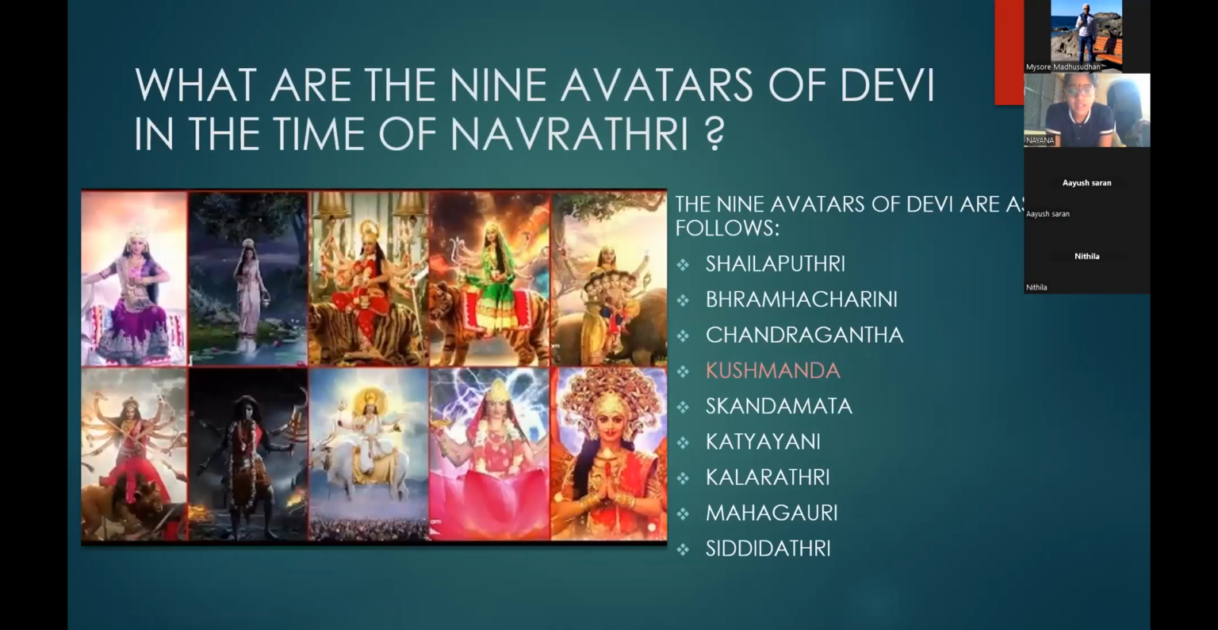What are the 9 avatars of Devi in the time of Navaratri? So the 9 avatars of Devi are as follows: Shailaputri, Brahmacharini, Chandraghanta, Kushmanda, Skandamata, Katyayini, Kalaratri, Mahagauri and Siddhidatri. The first 3 stories, Shailaputri, Brahmacharini and Chandraghanta, have been explained by Aditi in the last class. So today I'll be explaining the story of Kushmanda.